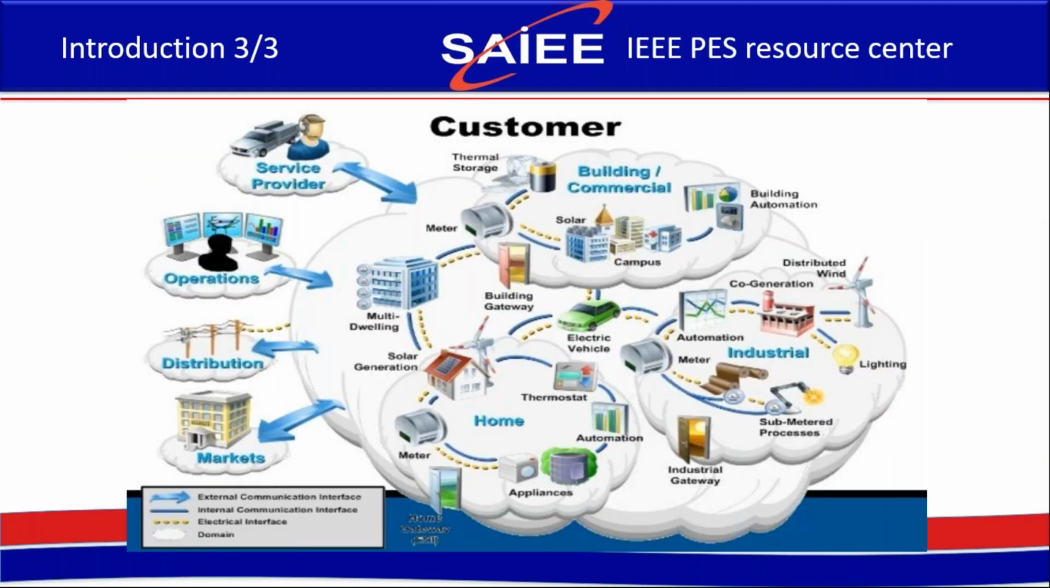Okay. So this picture was actually taken from one of the IEEE Power and Energy Resource Center. This picture just shows us how our future grid is going to look. This grid is not from top to bottom. You can see that there's distributed generation everywhere.